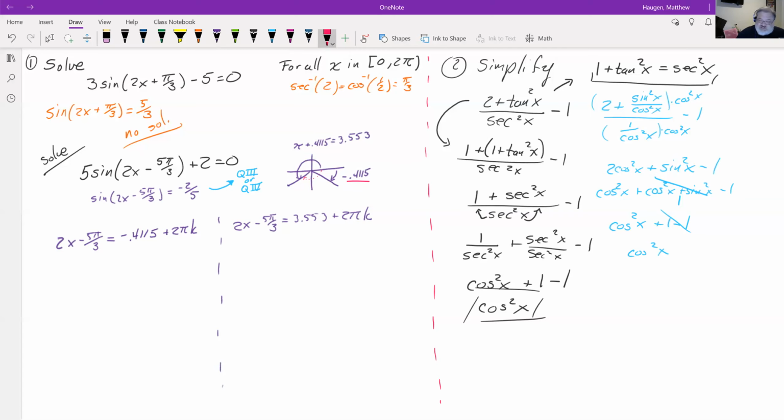The rest of it's nice because it's just algebra. So we're going to add the 5 pi over 3, add the 5 pi over 3. It is a little irritating that we have to use decimal approximations for all this the rest of the way. So plus 5 pi divided by 3, 8.789 plus 2 pi k.